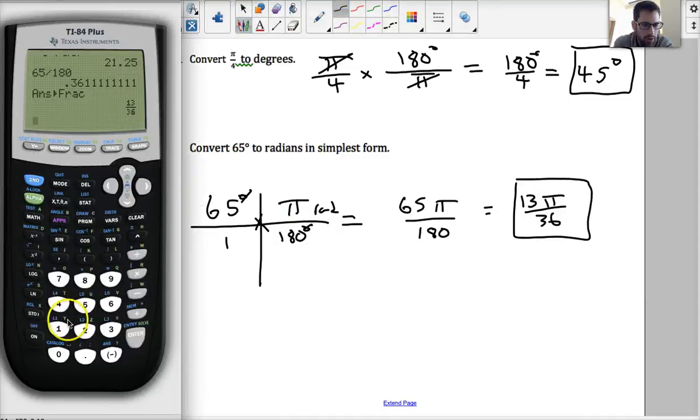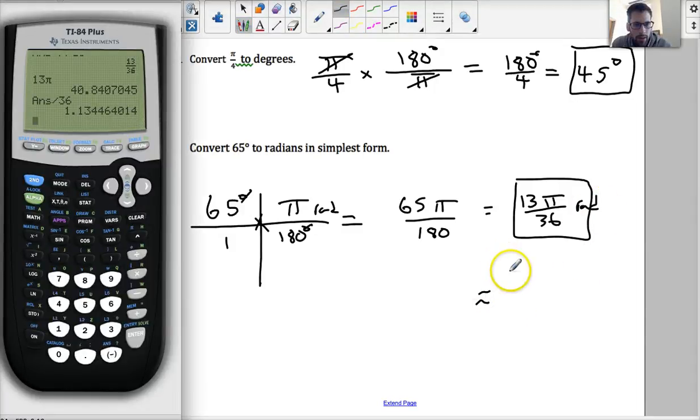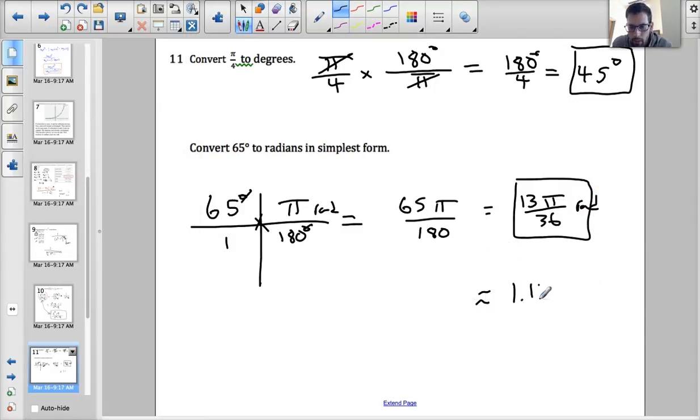If you were to do it as a decimal, 13 pi divided by 36 gives me approximately, and this is of course radians, approximately 1.13 radians if you were to give it as a decimal, which we didn't ask. We asked for simplest form, but I just want to put that there as well.